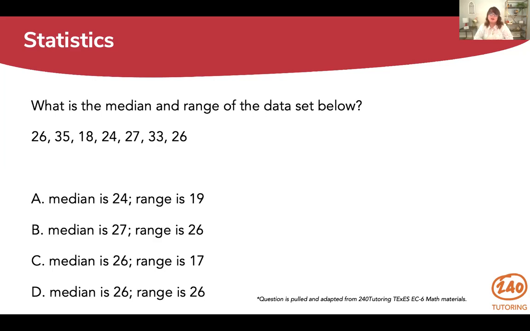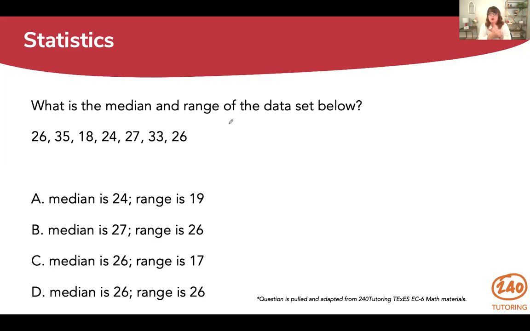It's on statistics. It says, what is the median and range of the data set below? So here again, you've got to know some vocabulary. Mean is the average. So we add all the numbers up and then divide by the total number of addends. So if we added 7 numbers, we'd divide that sum by 7.